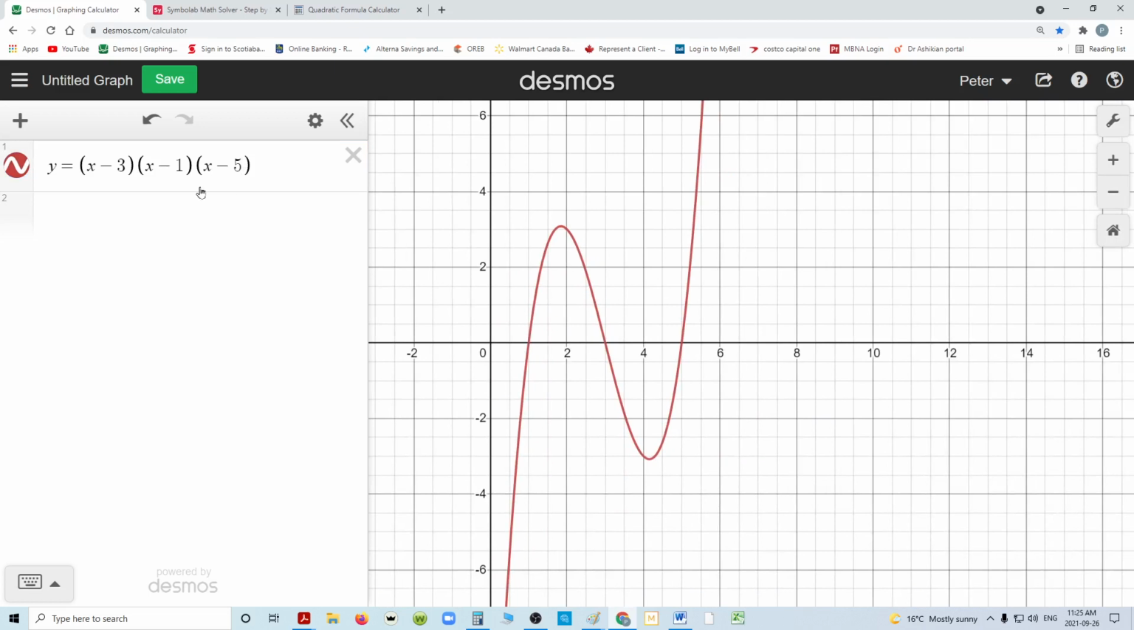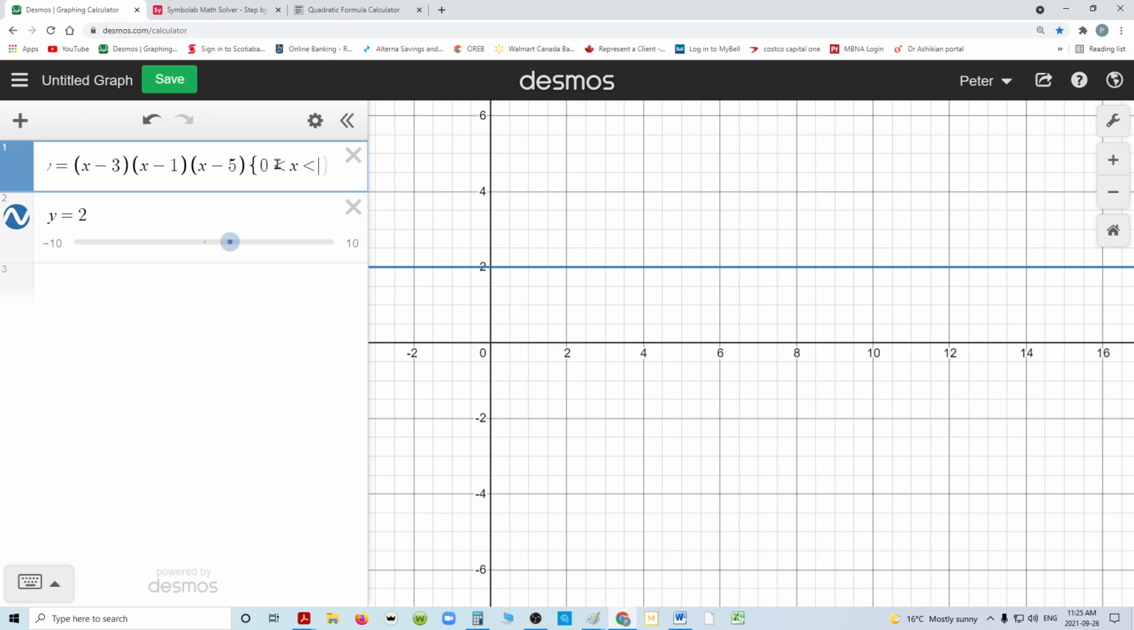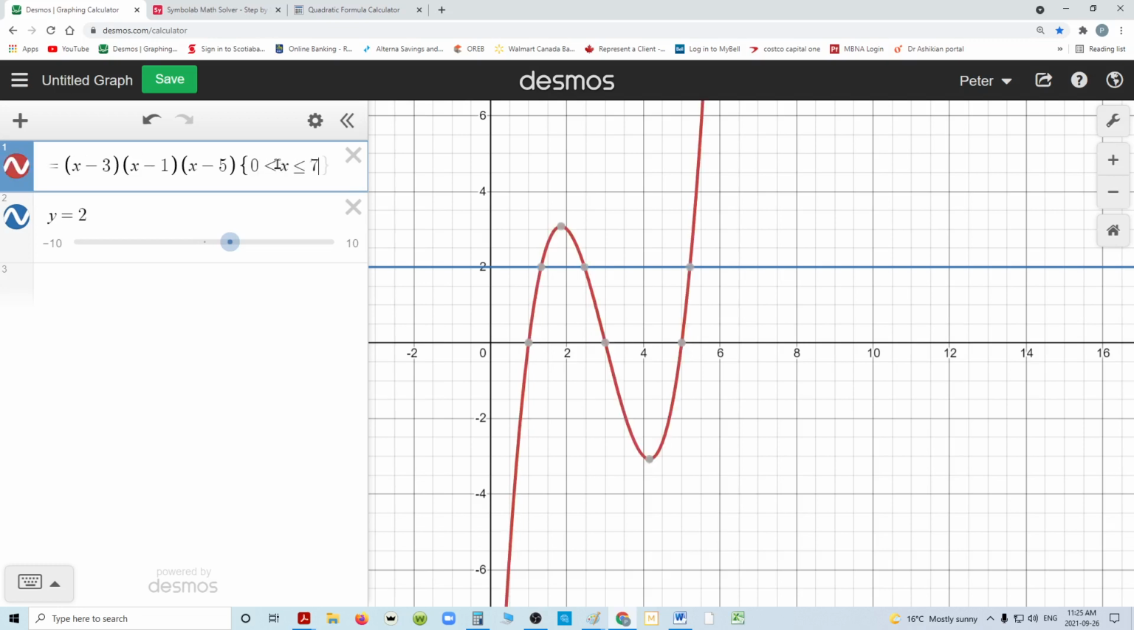But let's say you were interested in this roller coaster when it's above 2. It doesn't matter if that's 2 meters, whatever. Let's just say it's a scary ride instead of a fun ride. And you're interested in this roller coaster when it was above 2. And the roller coaster ride only lasted 6 minutes or something like that. Let's say 0 is smaller than x is smaller or equal than 7.